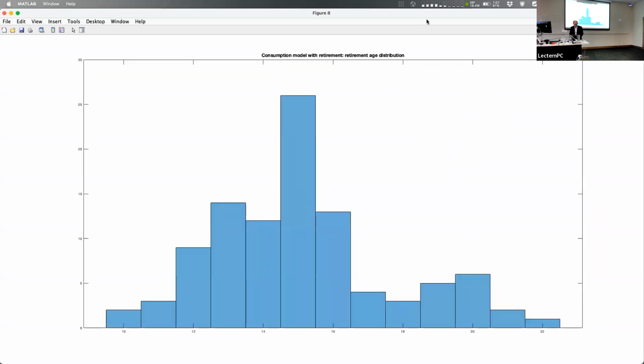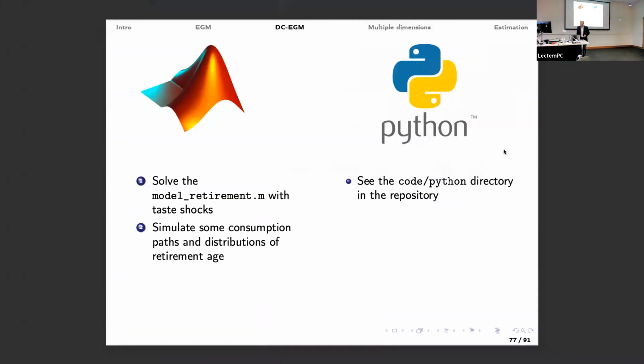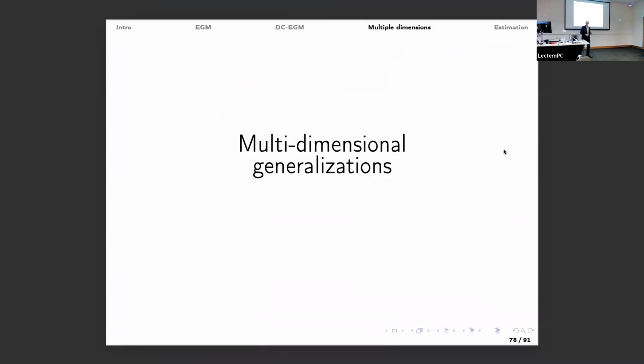And then, of course, you get the distribution of retirement ages, which you can also plot and work with. Okay, how much time do I have? 15 minutes? Let me spend a little bit of time on multidimensional generalizations.